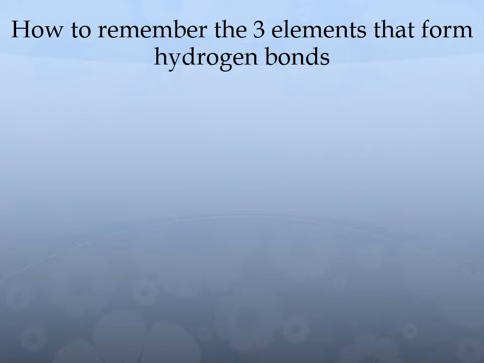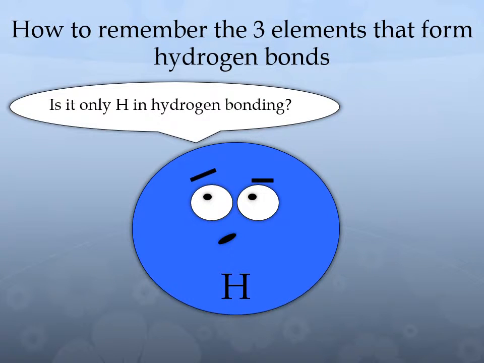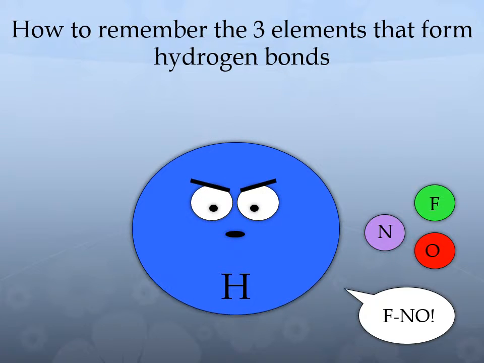You might ask yourself, how can we remember what a hydrogen bond actually is? Well, let's ask Mr. Hydrogen. Mr. Hydrogen, are you the only one involved in hydrogen bonding? F no. Just remember that hydrogen bonding always has to involve hydrogen, since it's in the name, and then one of these three elements. So hydrogen bonds form between a hydrogen on one molecule and either a fluorine, a nitrogen, or an oxygen on another molecule.